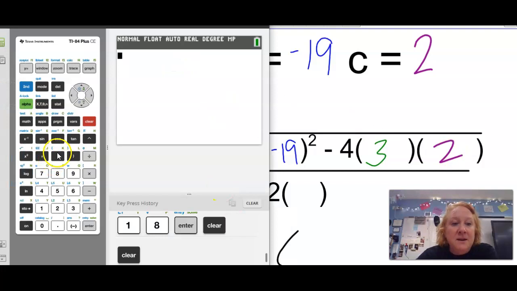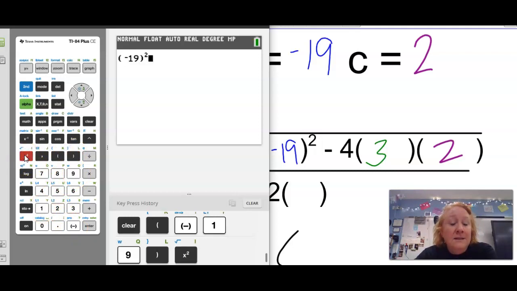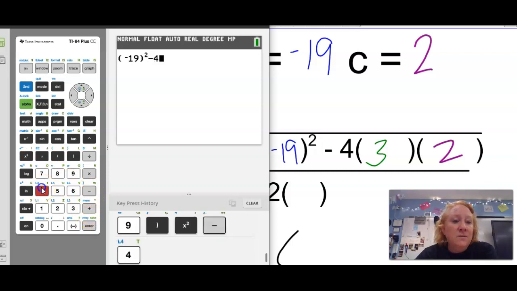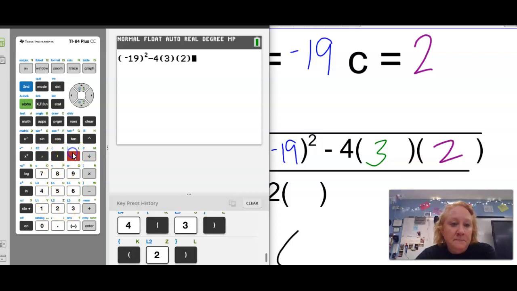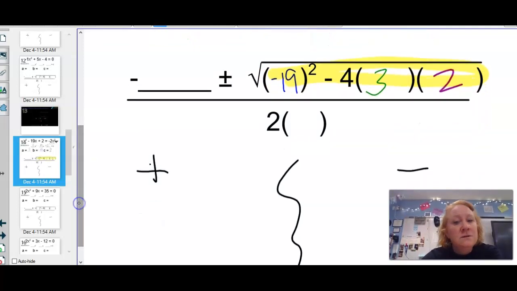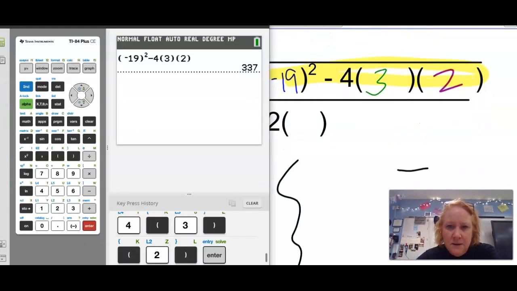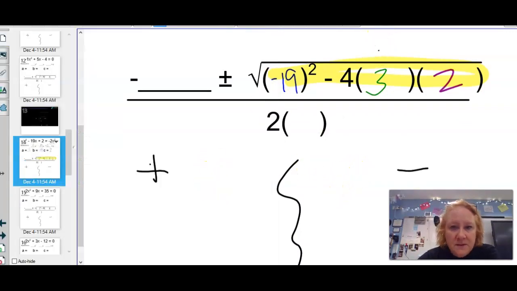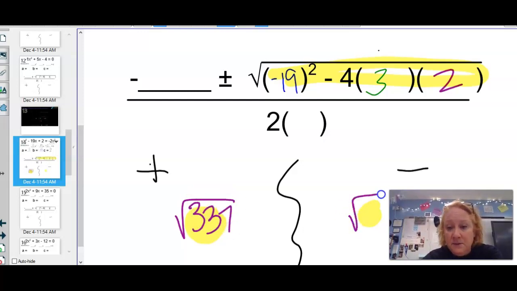I pull up my calculator, and in my calculator I go parentheses, negative 19 squared, then minus 4ac. I want to see what b squared minus 4ac is. It's 337. That's really important, so I'm going to come back over here. I know that b squared minus 4ac is 337. So I'm going to write that here, and then over here, the square root of 337.